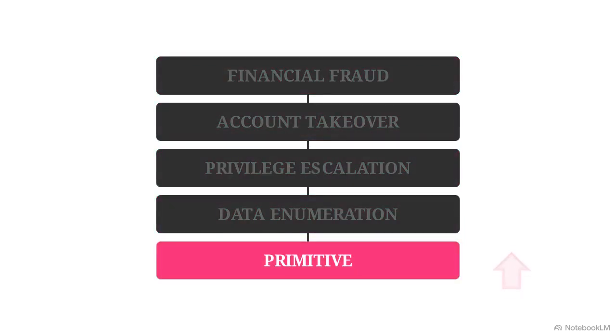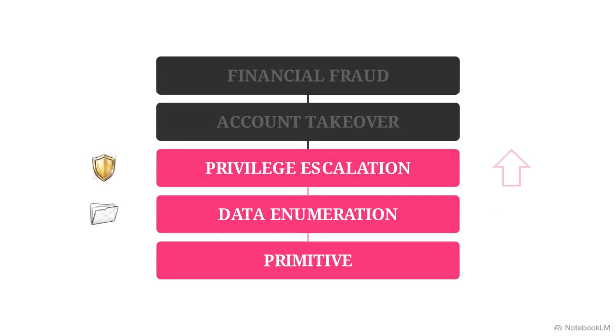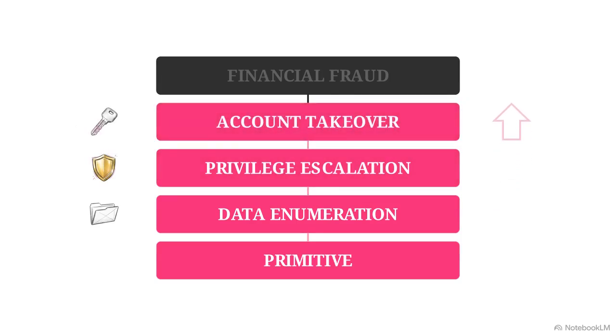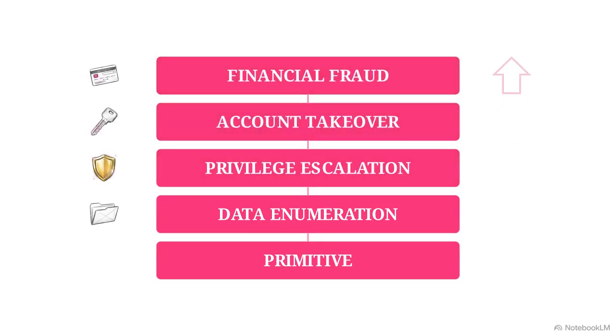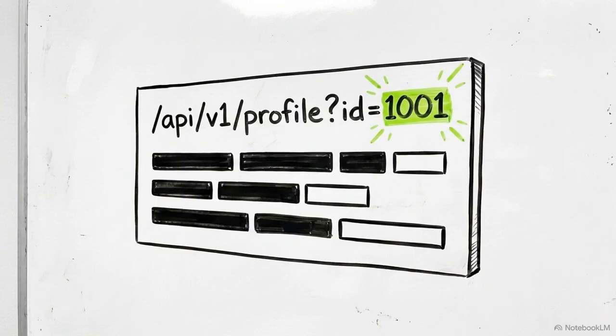At the base is your primitive, your initial foothold. From here, you systematically climb the tiers to force a higher severity score, extracting data, elevating privileges, seizing accounts, and executing financial fraud. Applying this matrix transforms a simple parameter manipulation into undeniable evidence of critical system compromise.